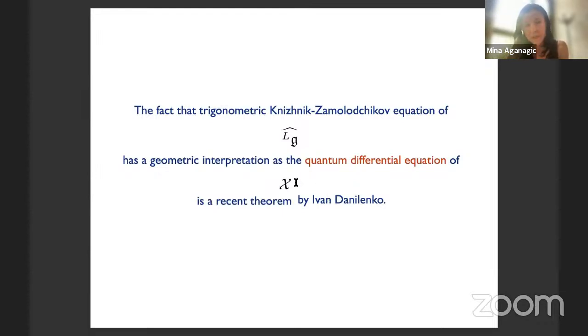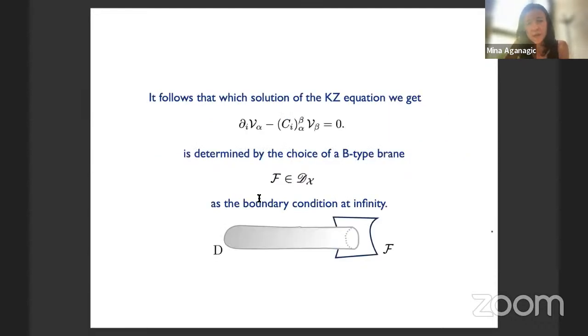The fact that the trigonometric KZ equation, which is relevant for the setting, has a geometric interpretation as the quantum differential equation of X is a recent theorem of Ivan Danilenko, who is a postdoc at Berkeley. It follows that which solution of the KZ equation we get is determined by a choice of a B-type brane as the boundary condition of our cigar at infinity.